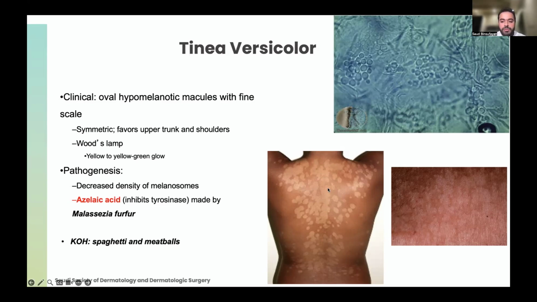So there are mimickers of this condition, which is why it's important to do scraping. It's important also to check for scales. If there are no scales, we think about other differentials. If there is, of course, no spaghetti and meatball appearance in the scraping, we have to think about other conditions as well.